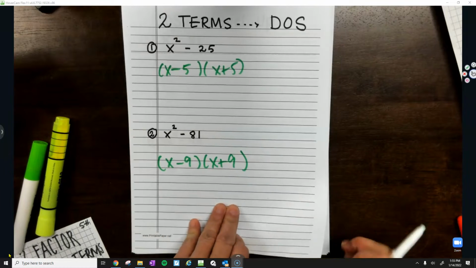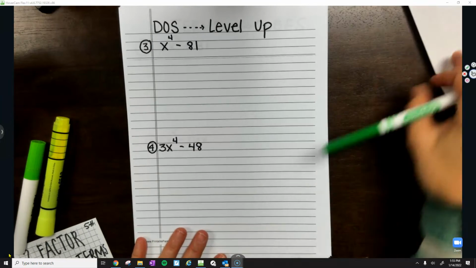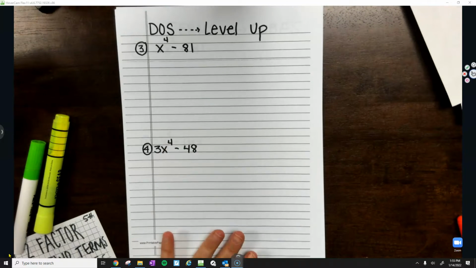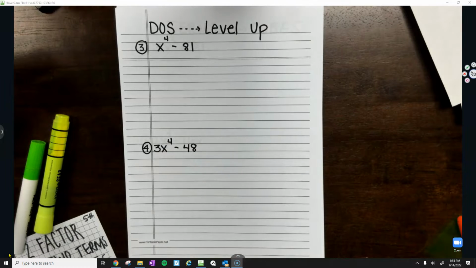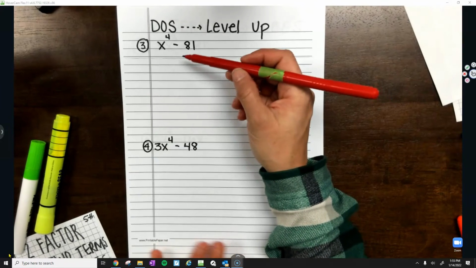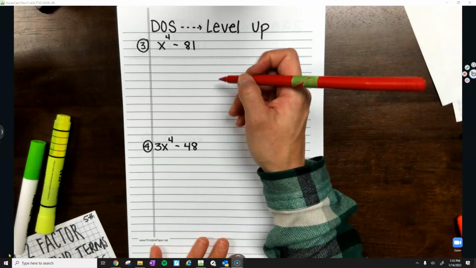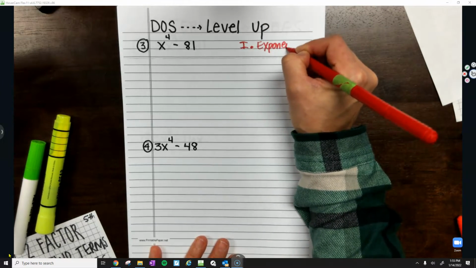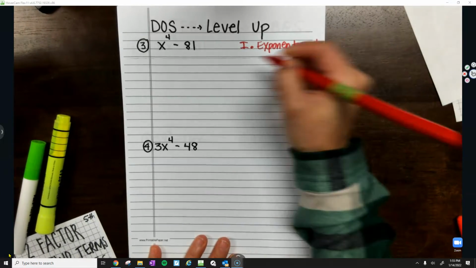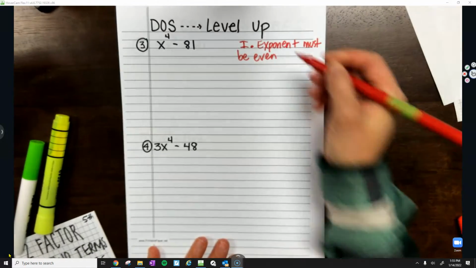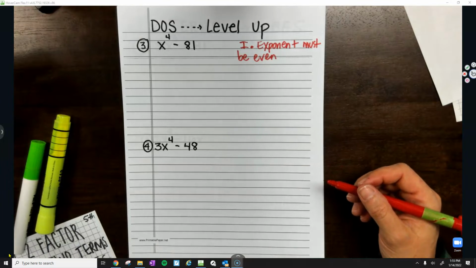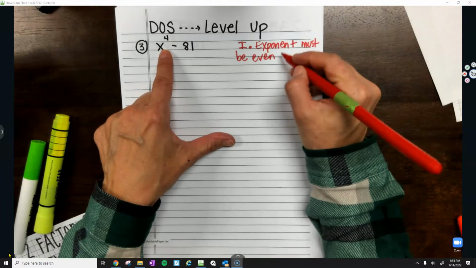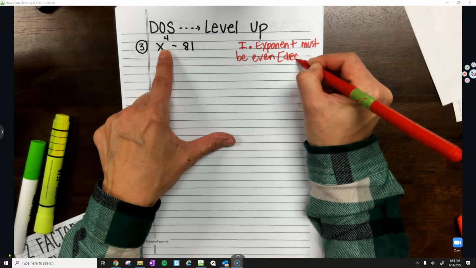Here's your level, so we're going to increase it a little bit. So guys, if you notice, the exponents are 4s now. So it's still a difference of 2 squares. We're just leveling up a little bit. So the first one where it says x to the 4th minus 81, there's a few things we need to talk about. First of all, your highest exponent has to be even. And the highest exponent actually is the degree of the polynomial. So if you look at this, this has a degree of 4. So the exponent must be even, and remember, I'm talking about the degree.